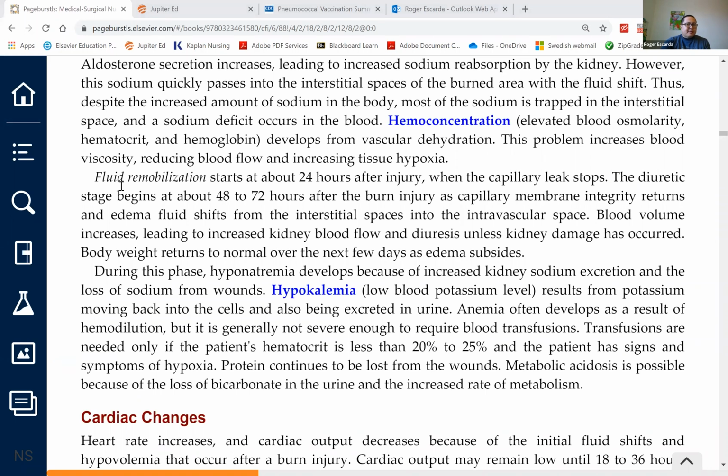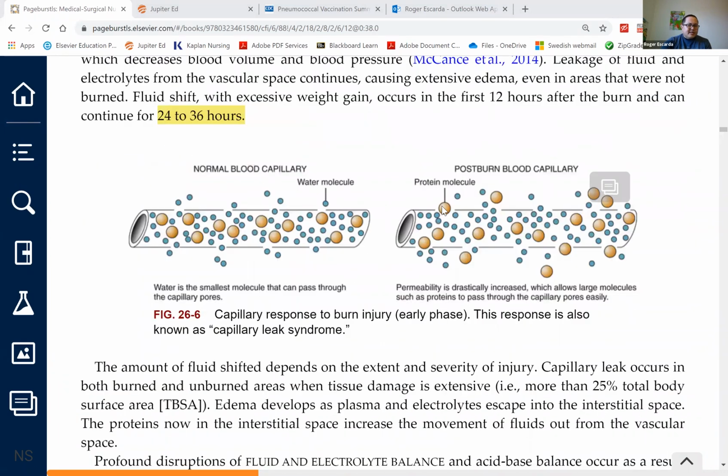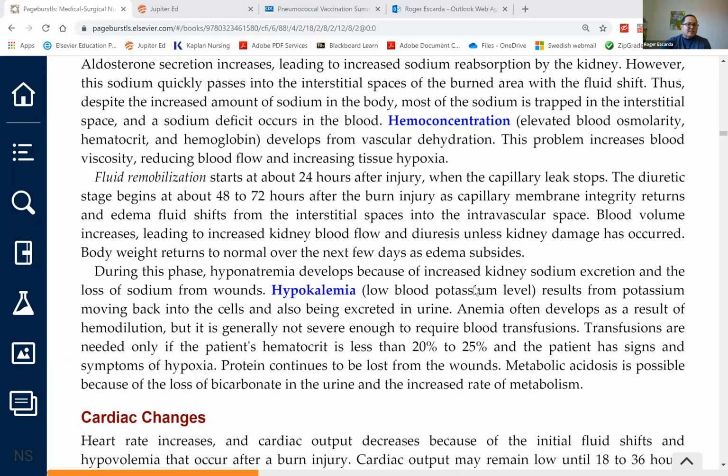They stopped making urine. However, during the diuretic phase, this increased capillary membrane permeability stops now. So the vessels stop leaking fluid, and as a result, now you have water returning to the vascular compartment. And this occurs around 48 to 72 hours after the burn injury.